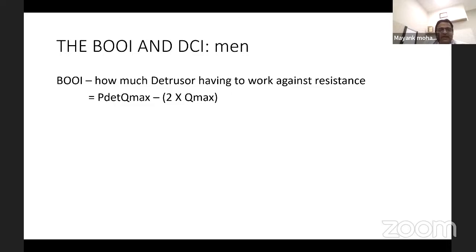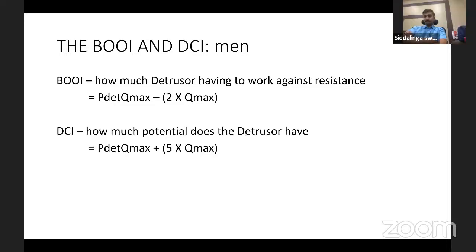So for this in men, there are two parameters already well established. One is called BOOI. It is based on Abrams and Griffith's landmark study, and it is defined as PDet at Qmax minus 2 times Qmax. Very simple. You have both the parameters, you just have to calculate. And actually, most of the machines will give you this calculation already. So it just tells you how much detrusor has to function against a resistance. Now, the second parameter is detrusor contractility index. As the name suggests, how much potential does the detrusor actually have? So it is defined by PDet at Qmax plus 5 times Qmax. Now, in men, you have well defined studies.